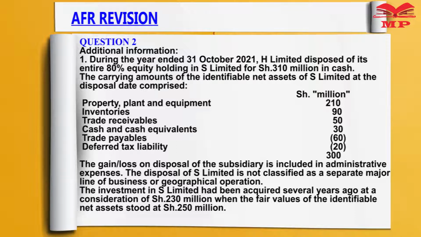And then in the other paragraph, we are told the gain or loss on disposal of the subsidiary is included as part of the administrative expenses. And then you are told that the disposal of S Limited is not classified as a separate major line of business or geographical operation. So definitely, as far as that point is concerned, we are going to compute the gain or loss on the disposal of that subsidiary. But before we do that, let's go through the last paragraph there.